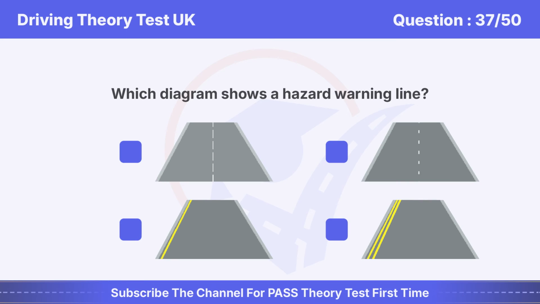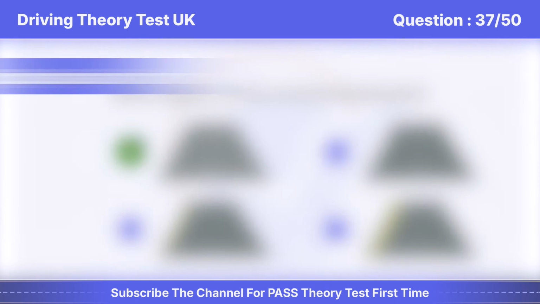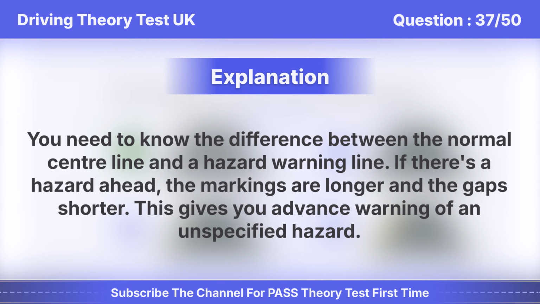Question 37. Which diagram shows a hazard warning line? Answer is A. You need to know the difference between the normal center line and a hazard warning line. If there's a hazard ahead, the markings are longer and the gaps shorter. This gives you advance warning of an unspecified hazard.